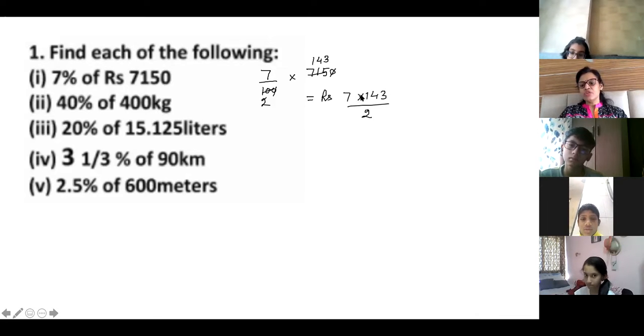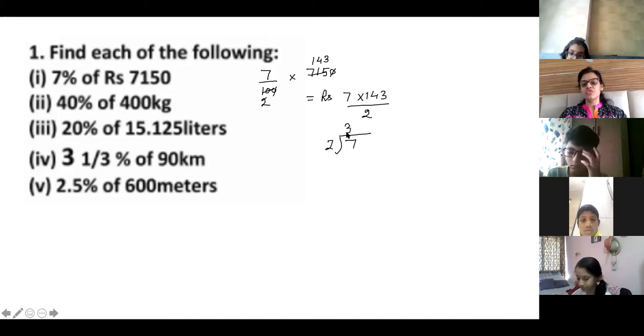Okay, there are two methods to solve. Either you multiply 7 and 143 and then divide by 2, or you can divide 7 by 2 or 143 by 2 and solve it. So I am just dividing 7 by 2 and then I'll multiply it with 143. So see what I am getting. I am dividing 7 by 2.